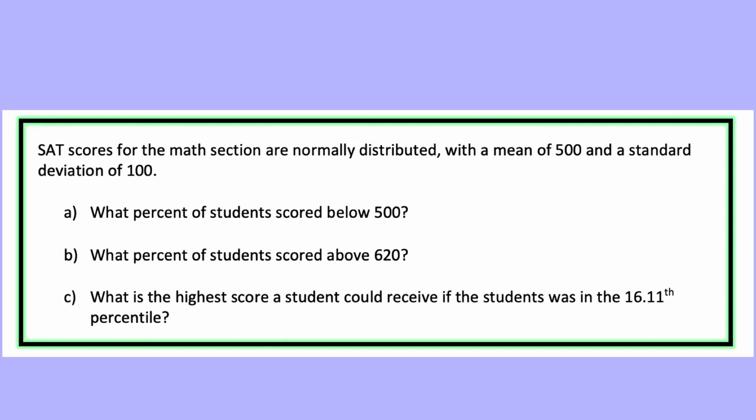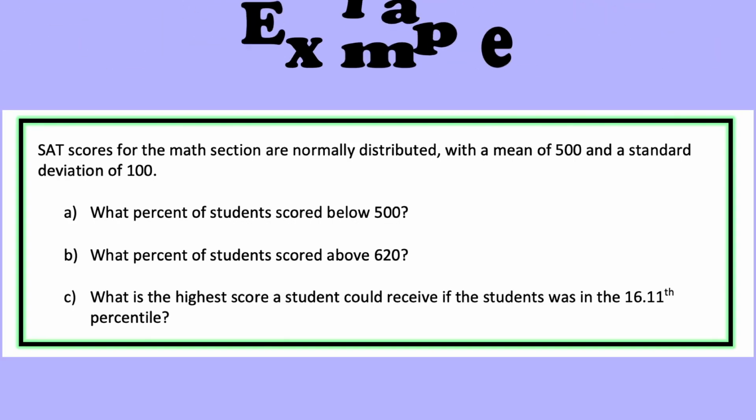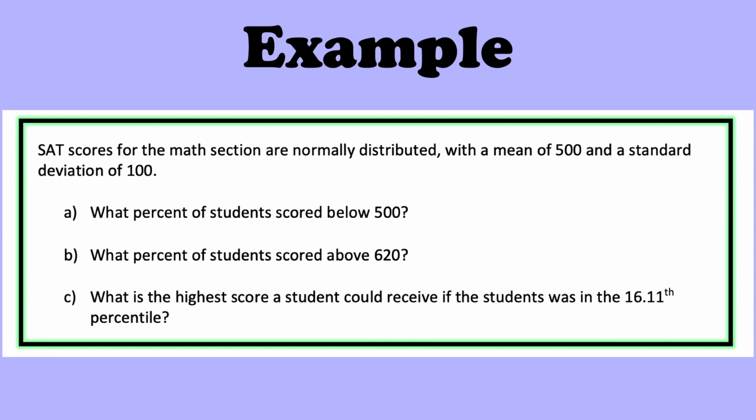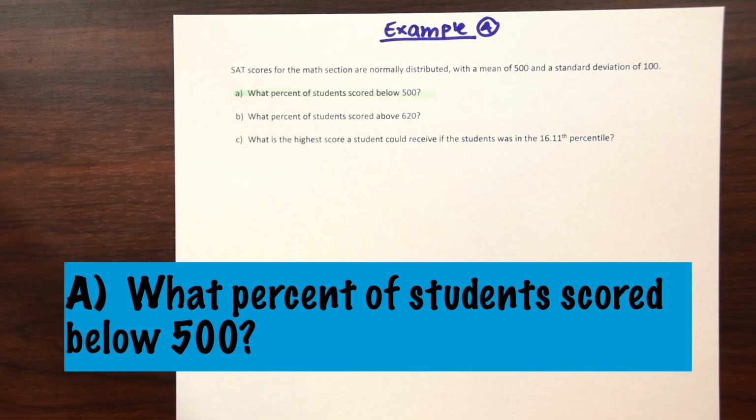So we're going to look at an example. It has a couple of different parts to it. It says SAT scores for the math section are normally distributed with a mean of 500 and a standard deviation of 100. A, what percent of students scored below 500? B, what percent of students scored above 620? And C, what is the highest score a student could receive if the student was in the 16.11th percentile? We're going to do this one step at a time.